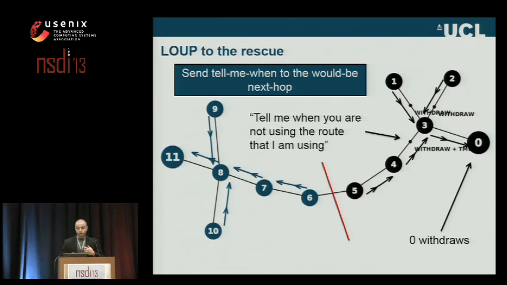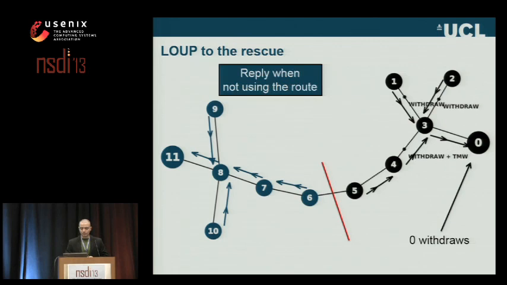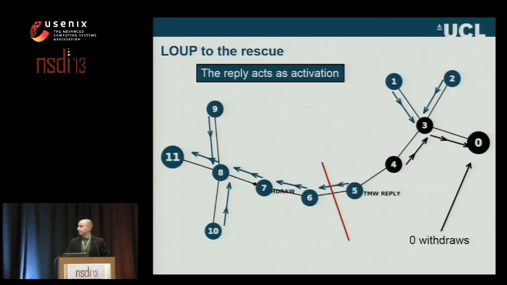We use what we call tell me when messages. In this case, 0 will send 1 to 3, 3 to 4, and so forth. The tell me when is piggybacked on the withdrawal, and it essentially says, tell me when you're not using the route that I'm using. So a router will reply when it's no longer using the route, or it wasn't using the route to begin with. And now the reply acts as activation. And this obviously results in faster convergence for the network.